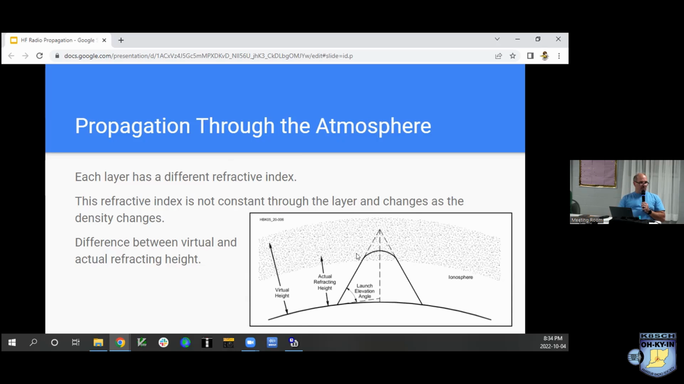As it's going up, as you notice in the diagram here, it's slowly starting to bend. So your calculations may not be correct. If you have your actual angle of elevation, where you think it's going to come down, it may not, because it's bending. It may not be reflecting.